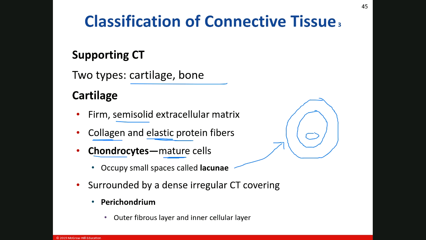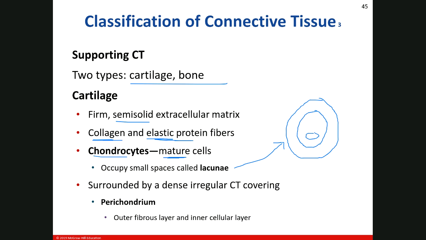So now I almost made a mistake. Cartilage, not all types of cartilage, but cartilage has a covering around it. I'll tell you which ones. Remember we talked about the 3 different types of cartilage in lab? Maybe not. We're going to come to it again. But cartilage will have an outer covering. We call that the perichondrium.